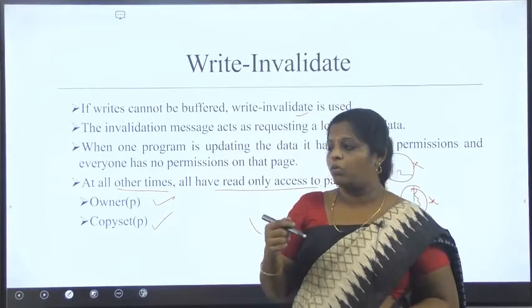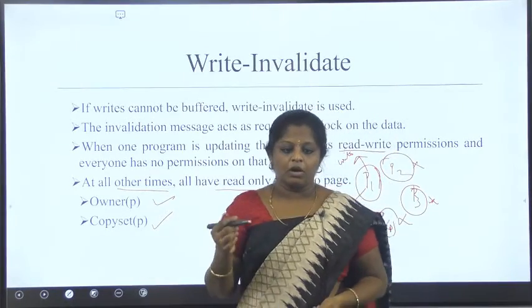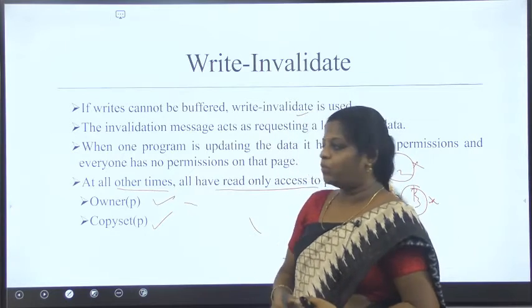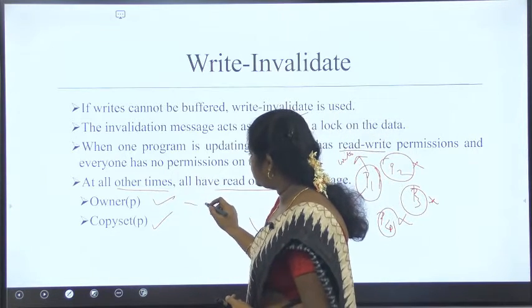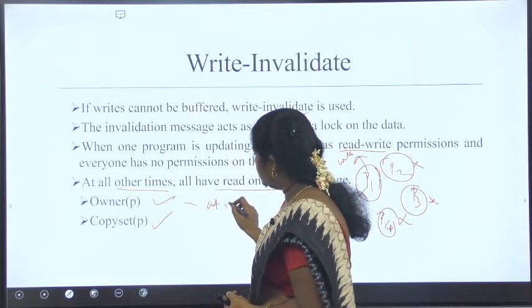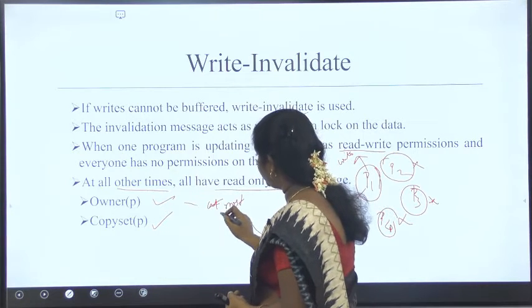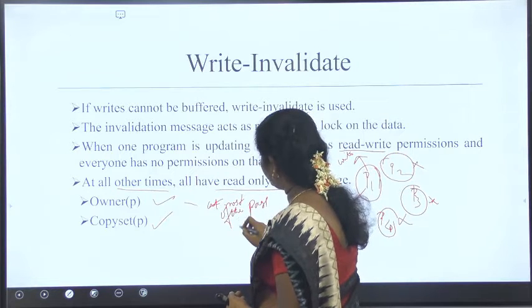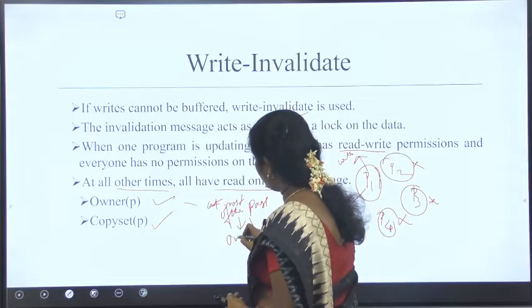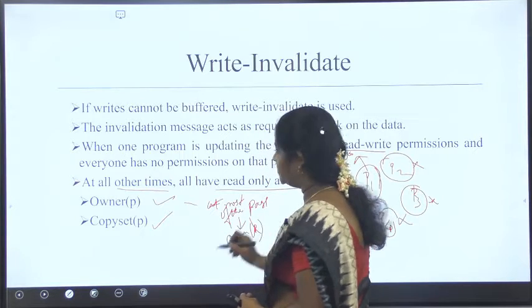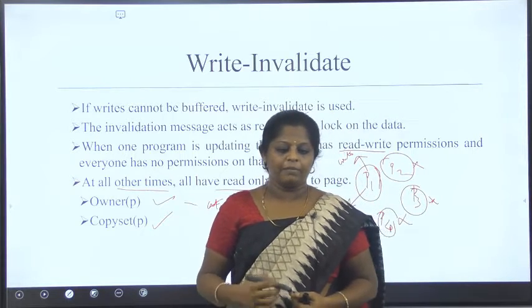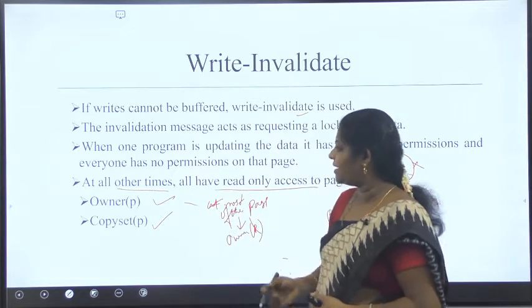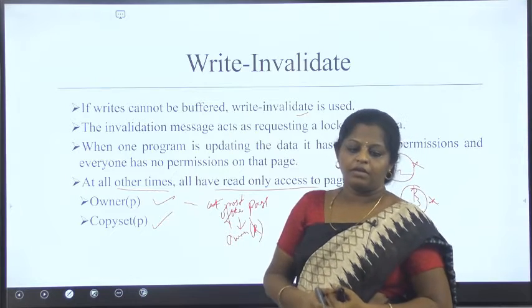A process with the most updated version of a page P is designated as the owner of the page. So the process that updates the page most of the time, we can call it the owner of that page. Then what do you mean by copy set? The set of processes that have a copy of the page P is called a copy set.